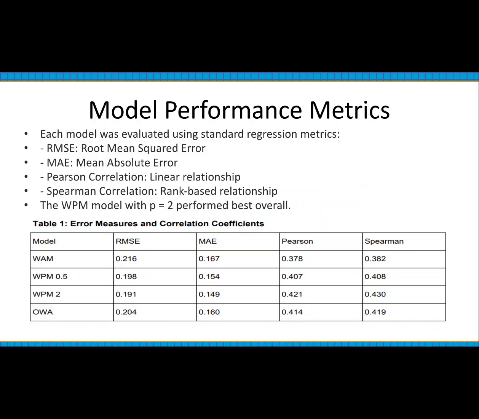After successfully executing, we can see the model performance metrics. Each model was evaluated using standard regression metrics: RMSE, MAE, Pearson correlation, and Spearman correlation. The WPM model with power 2 performed well among all of them. Below you can see the output results. WPM2 has the lowest errors, 0.191 and 0.149, among all others, and has high correlations, 0.421 and 0.430.